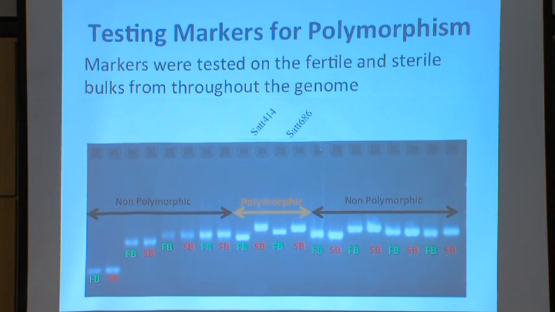When you start seeing something like this, you have fertile bulk, sterile bulk. This band is a lot lower than this band. So that is different. And then you have the next one, this band is a lot lower than this band. So these two markers are really markers of interest for us. So I put the names of these markers up there. So these are the names of the markers.